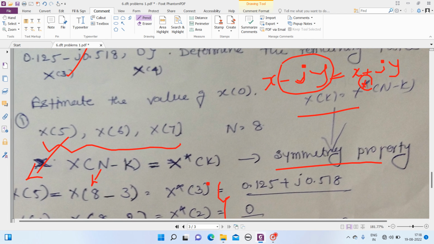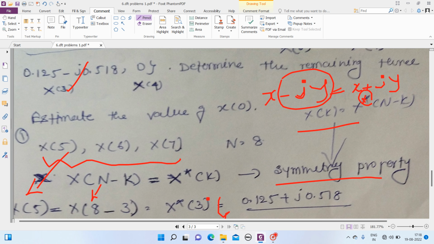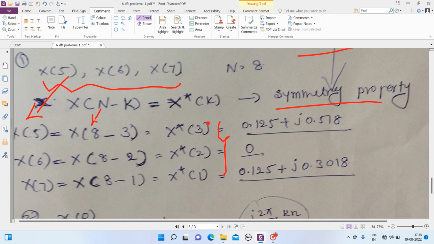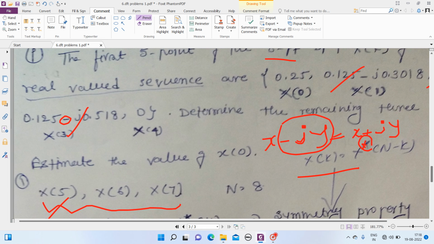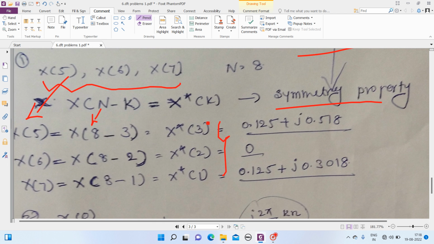They have given 0.125 minus j 0.518. So here we have to change this sign into plus: 0.125 plus j 0.518. Here 0 does not affect. So x star of 1, again they have given in the problem 0.125 minus j, so here we just have to change this sign, right? So we have easily determined, by using the symmetric property, the other three DFT values, that is x of 5, x of 6, x of 7.